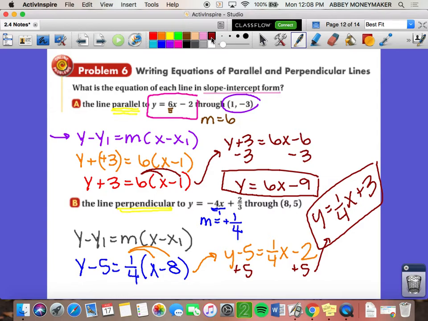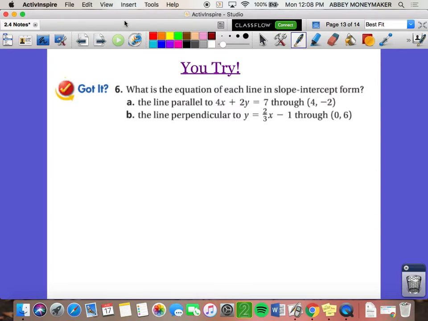So parallel, you keep the same slope. Perpendicular, that's when you change it. And that takes us to the next slide where you're going to try these two on your own. One's parallel, one's perpendicular. Now, on part A, you should notice something's going on with that equation. It is not in slope-intercept form. So you're going to have to take a second and get it in slope-intercept form in order to figure out what your slope actually is.